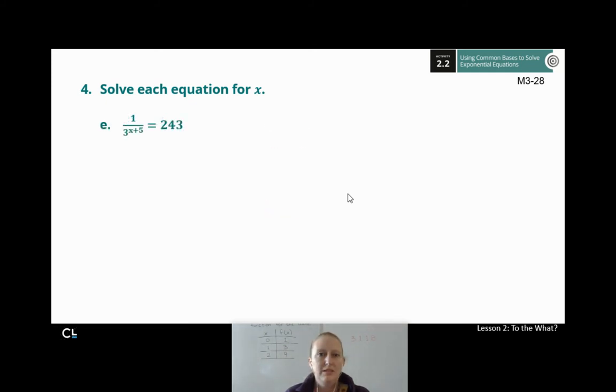Ooh. There were a few things wrong here. So first of all, I was like, okay, that 243, I'd like to rewrite it. But before I do, the fraction's freaking me out a little bit. So I rewrote this with a negative in front of my exponent. Do you see that? 3 to the negative x plus 5.